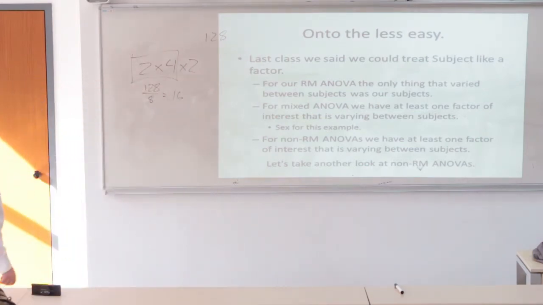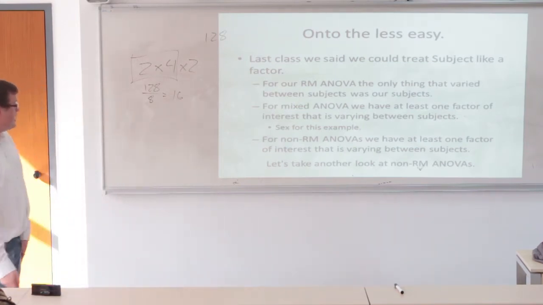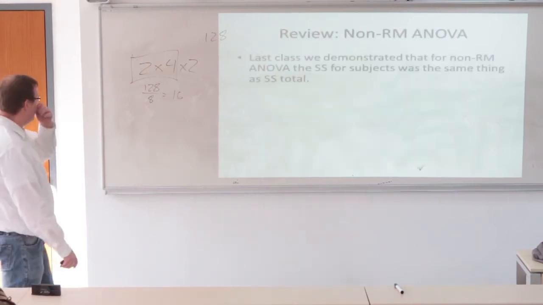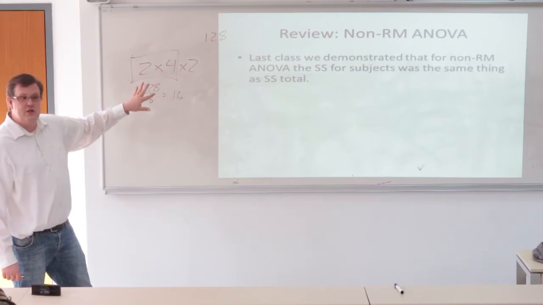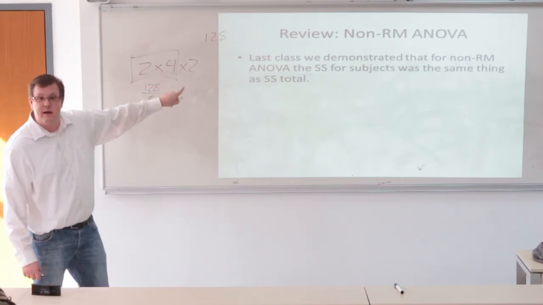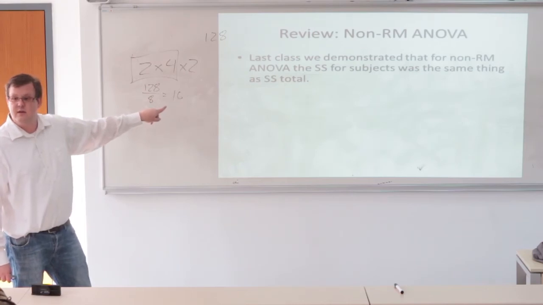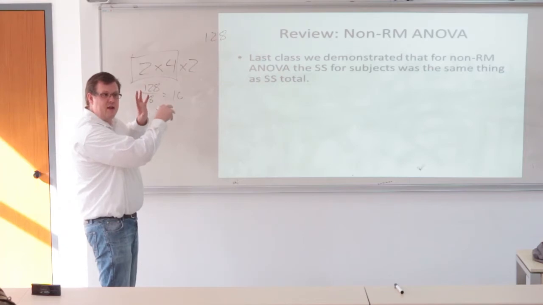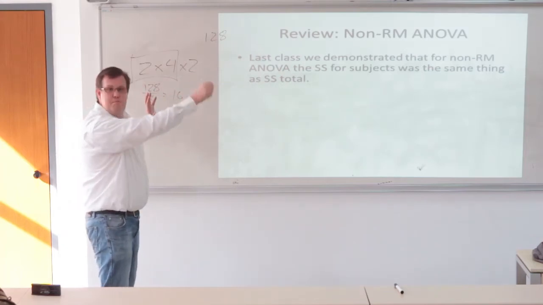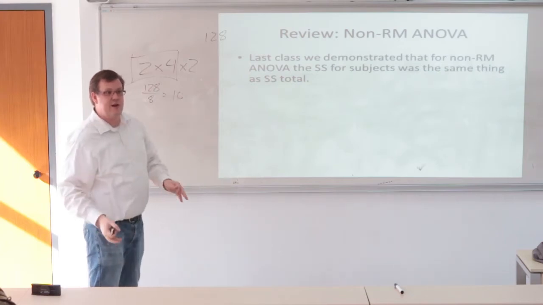Okay, so down at the bottom we said for non-repeated measures ANOVA we had at least one factor of interest that is varying between subjects. So let's take another look at our non-repeated measures ANOVA. Remember last class we said for a non-repeated measures ANOVA the sum of the squares of the subject was the same thing as the total sum of squares? We did that. I said model the response or the scores off of subject. In subject, there was one subject for each observation.